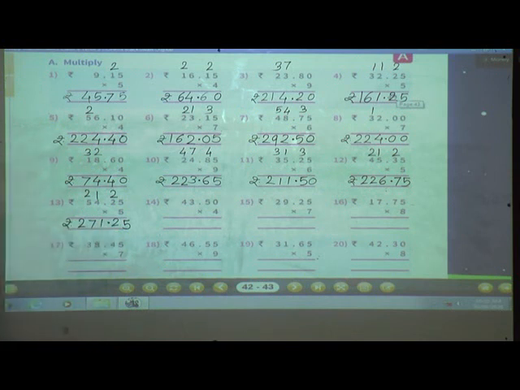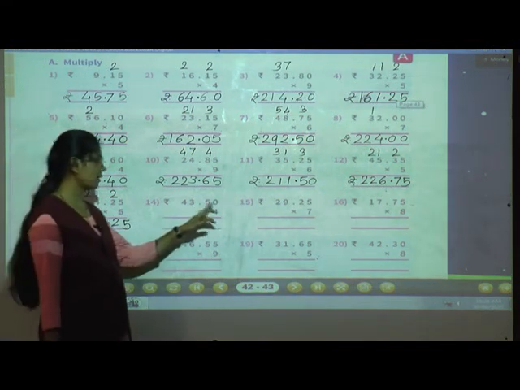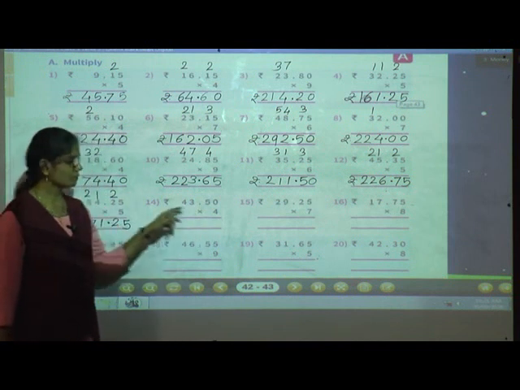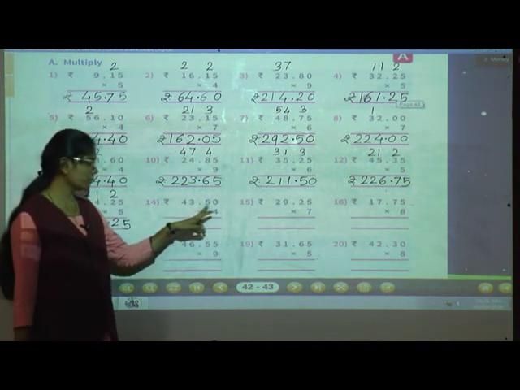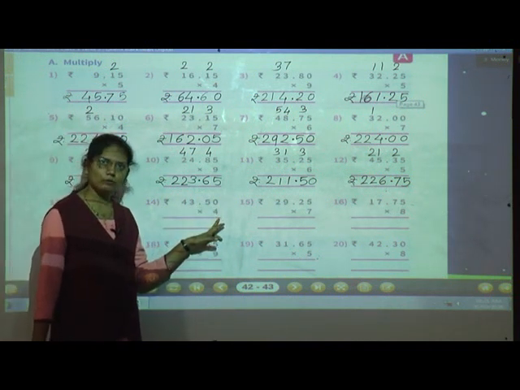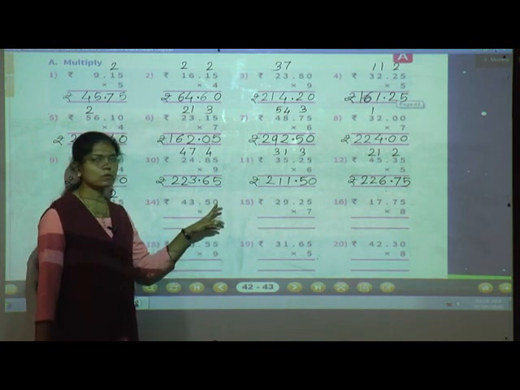So what is the answer? Rupees 271.25. Correct. Rupees 271.25. Okay, clear? Okay, now we'll move to the next example, that is 14th number. See here, rupees 43.50 into 4.